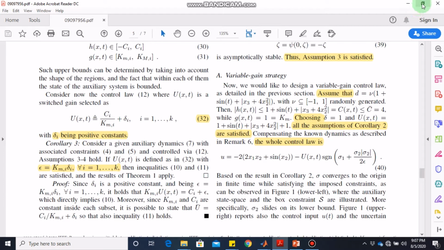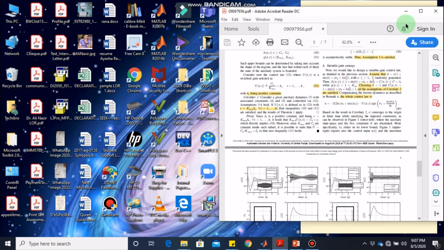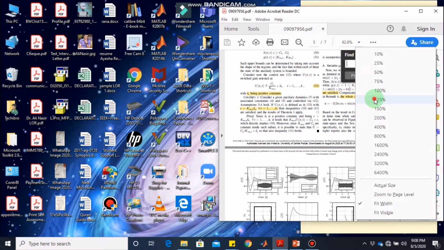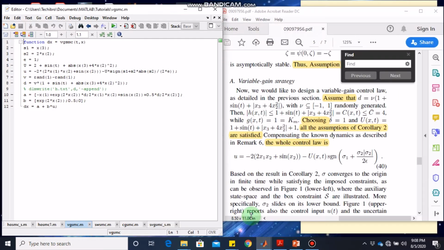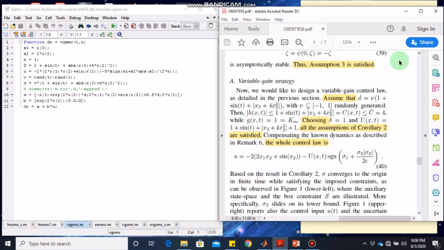In order to save some time, I've already written the Matlab code, and I can show you how to write it. So this is the Matlab function for the controller, the variable gain strategy controller. If you look at this, first of all, the sliding surface S1 is equal to X3.